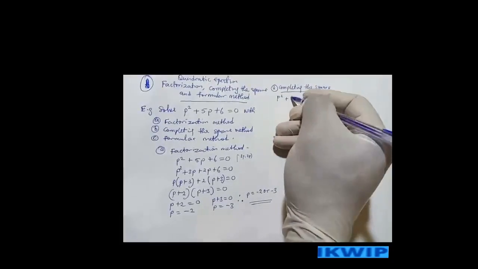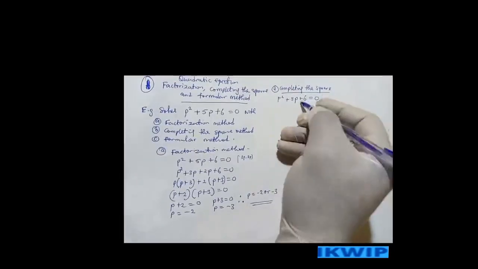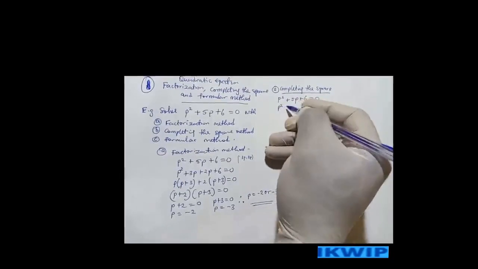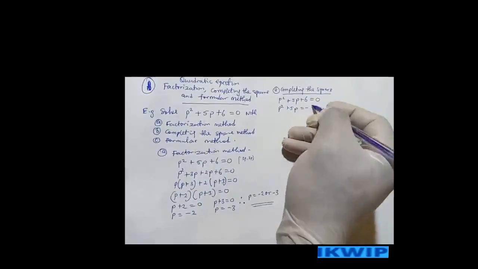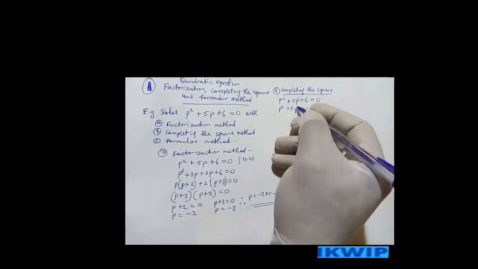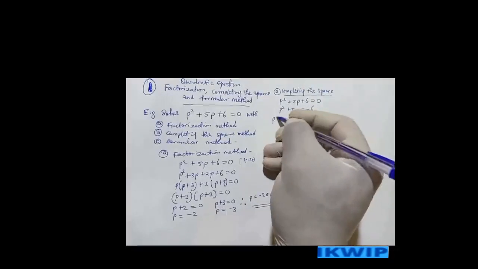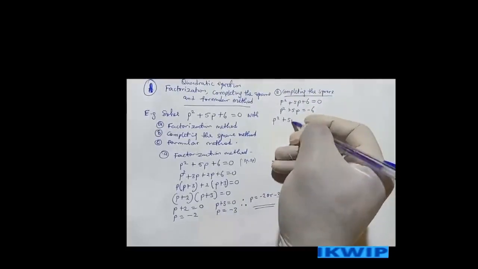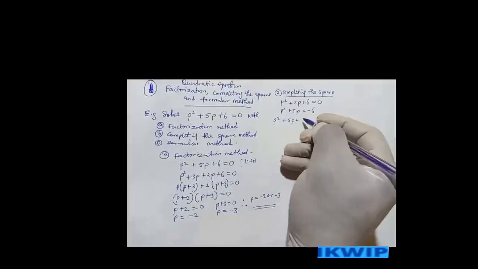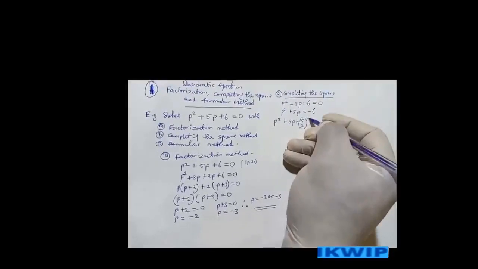So I have p squared plus 5p plus 6 equals 0. What I will have to do is to move 6 to the other side. P squared plus 5p is equal to minus 6. Alright, we'll look for the half of 5. I will square the half, then add the half to both sides. Half of 5, square the half, add it to both sides.